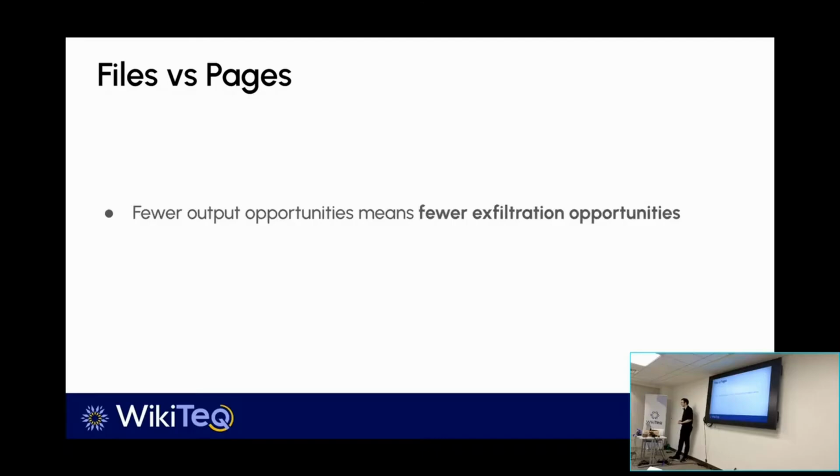There are lots of examples of why you shouldn't try and do partial visibility for pages. Right? MediaWiki is not built for that. On the other hand, with images and files, there are a lot fewer output opportunities. There's a lot fewer places to leak.